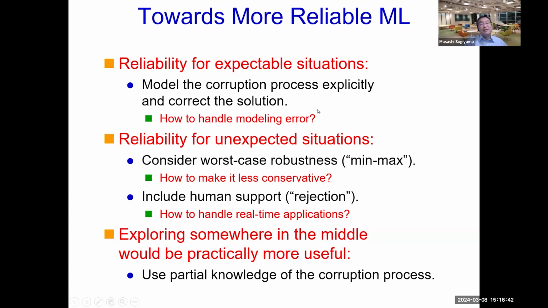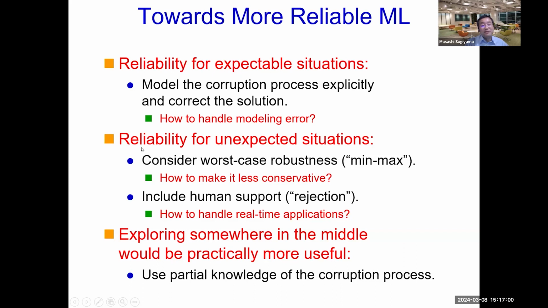But sometimes, depending on the problem, we don't really know the corruption process or data generation process exactly. Then we may have some modeling error. How to handle this modeling error is still an open issue. Maybe it depends on the problem, but we need to also explore this.